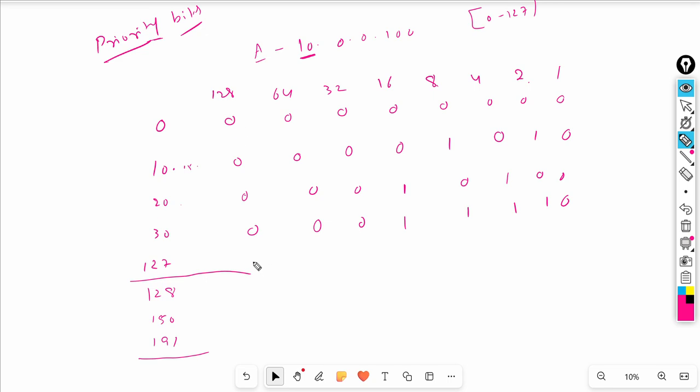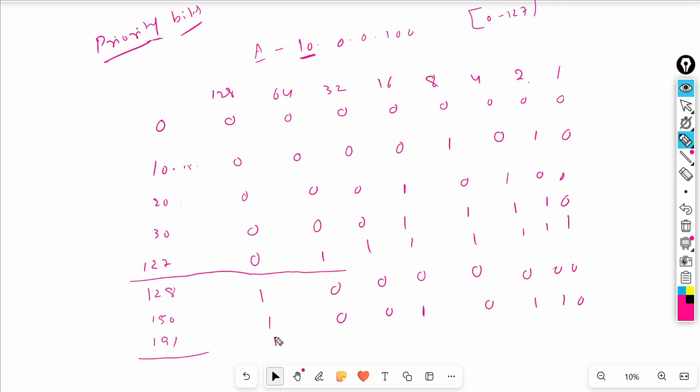127. This is the 128, right? So the remaining are all 127. We already discussed this in our previous class. Okay, so 128 is 128 and the remaining are all zeros. And 150: 128 plus 16 is 144, plus 2.